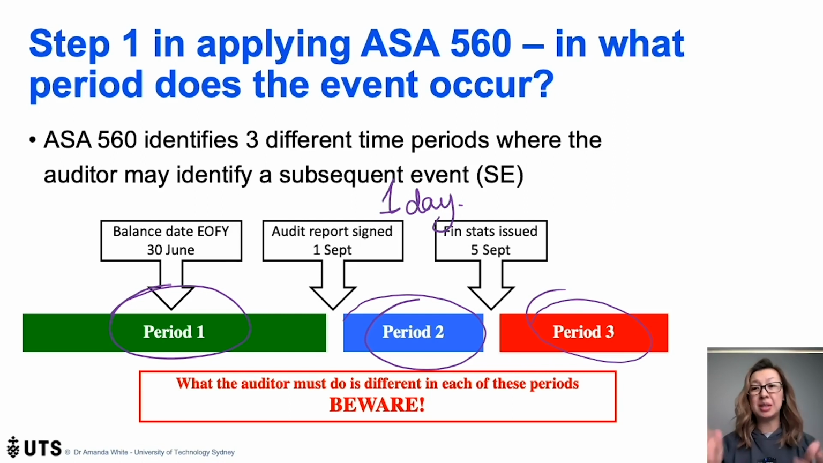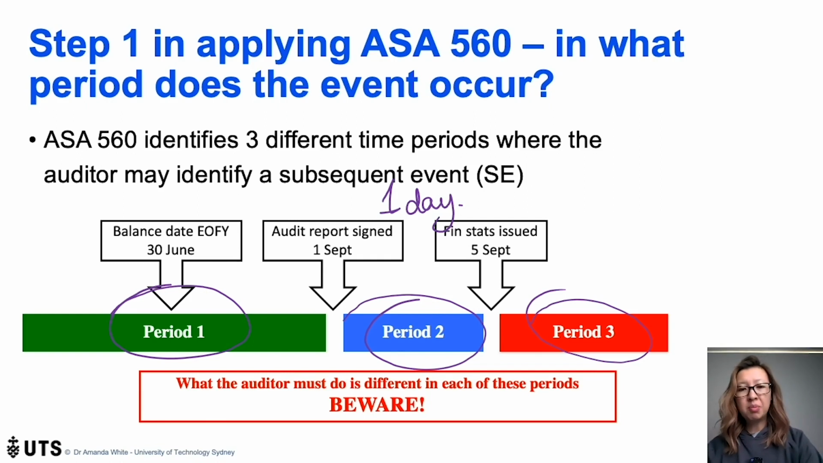There, I've discovered something in period 3. So my first question is, in what period do I find out this information? Then my next step is I have to figure out, was this related to a transaction that happened during the year, or is this something that happened after the 30th of June?